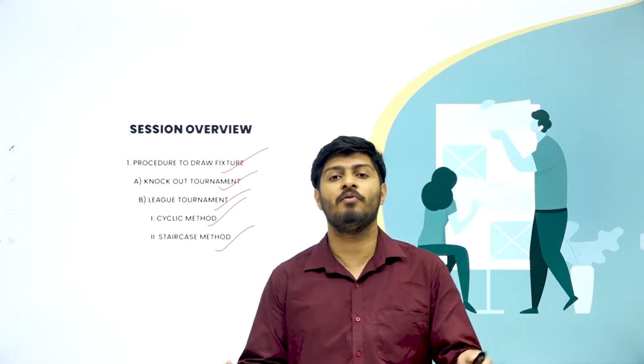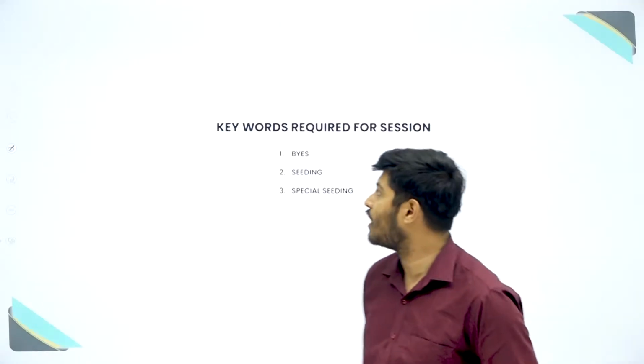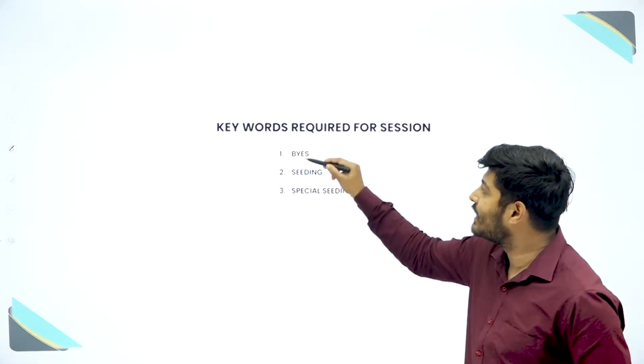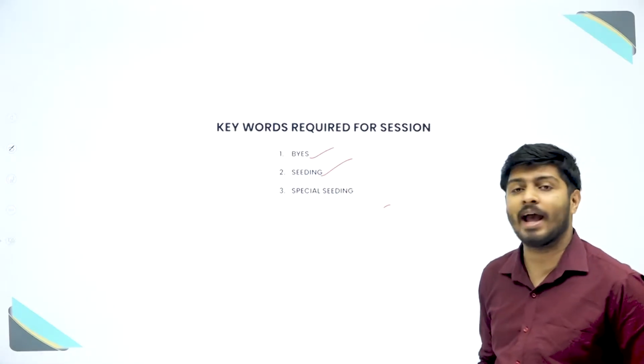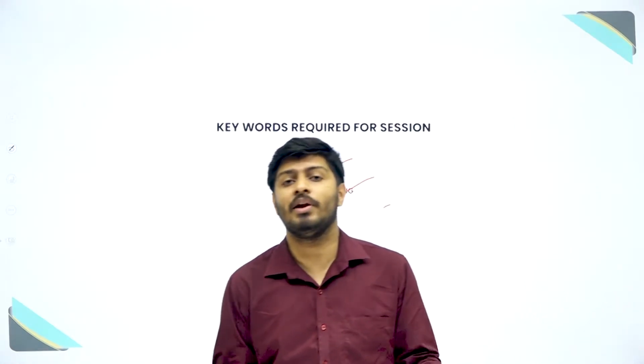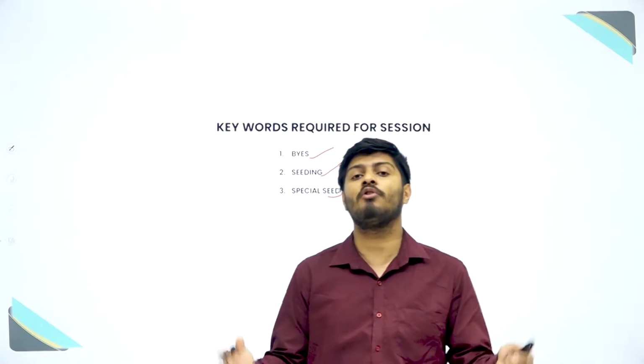But before we get into the knockout tournament straight away, let's try to understand certain key concepts that you need to know before we jump into fixture drawing for different kinds of tournaments. So let's start off with the first keywords that are required. First, you need to understand what is a bye, then you need to understand what is seeding, and then you need to understand what is special seeding. Now what exactly is a bye? When you talk about a bye in a fixture, a bye is nothing but a dummy slot given in a fixture.